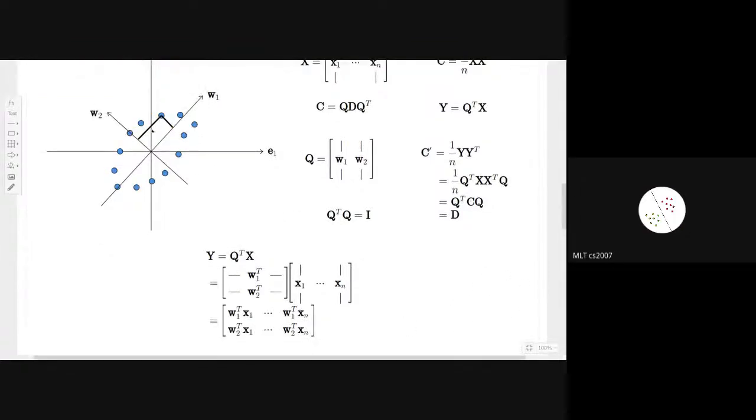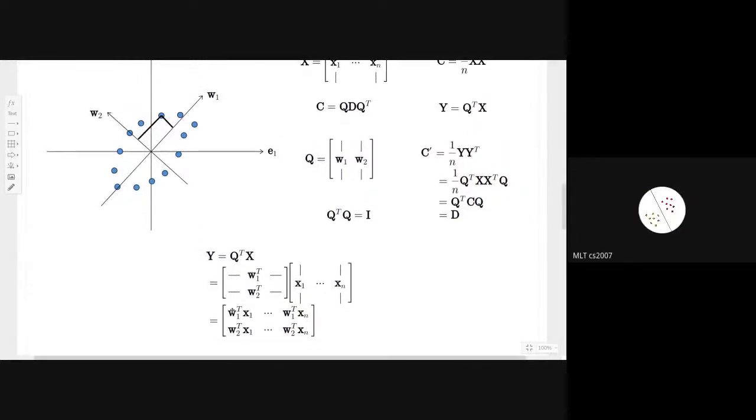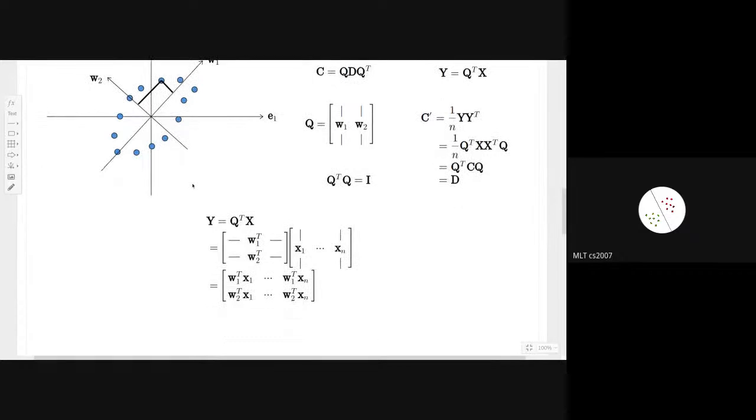Okay, so is this clear? This first element is nothing but this horizontal distance. The second element here is nothing but this vertical distance. So what you have essentially done in doing this Q transpose X is you have changed from the basis E1, E2 to W1, W2. So you are now in the principal component basis. You are looking at the same data set in a new coordinate system made up of the principal components. Is that clear to everyone?